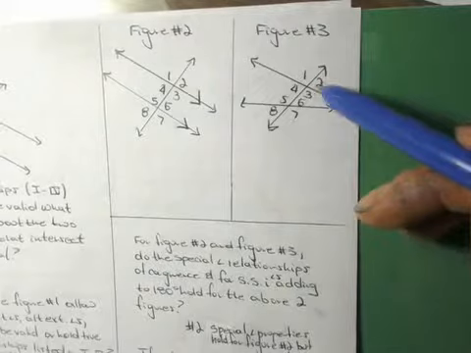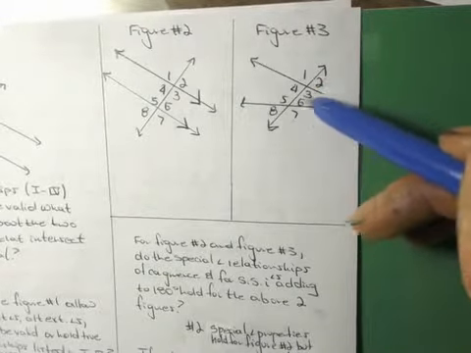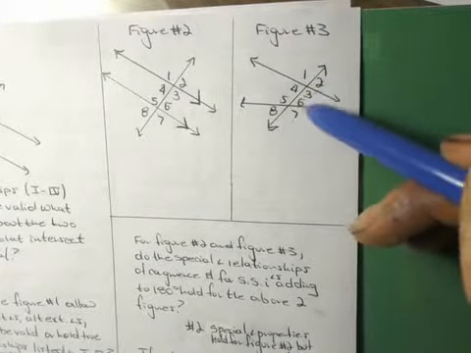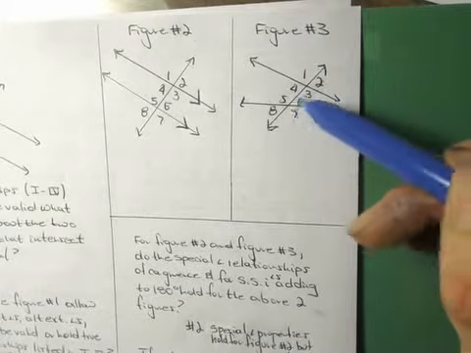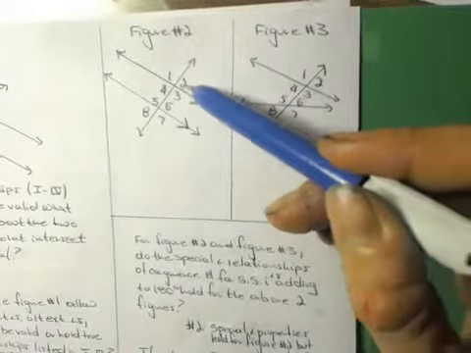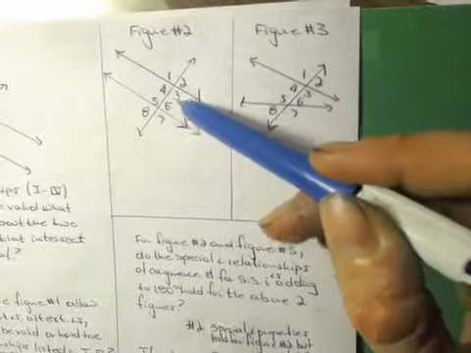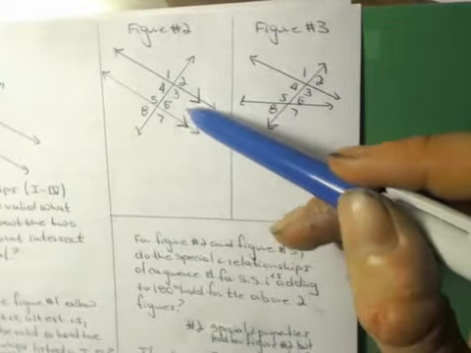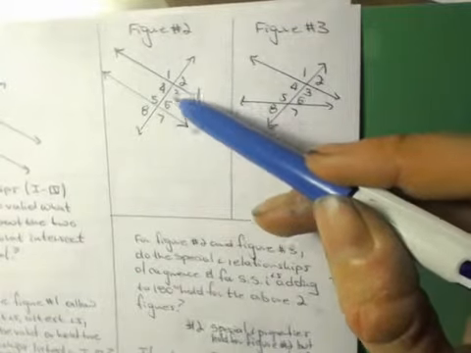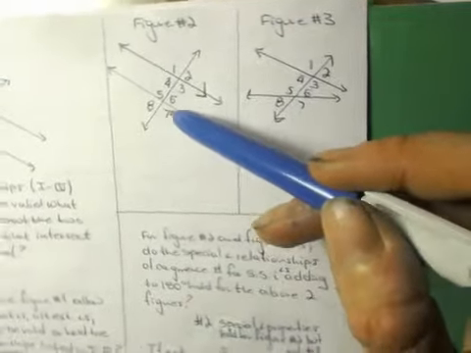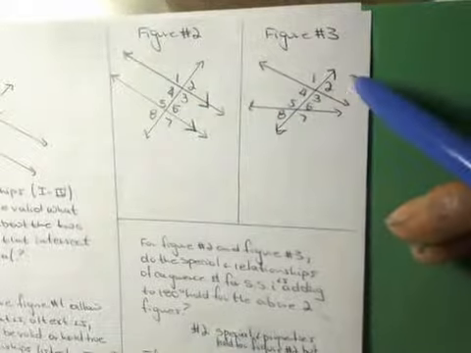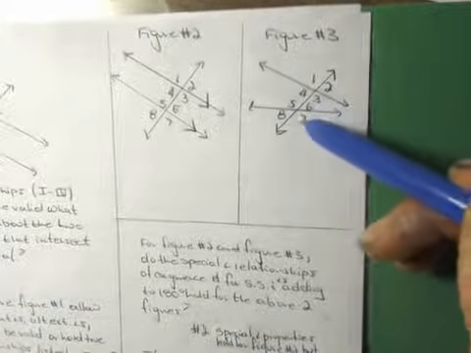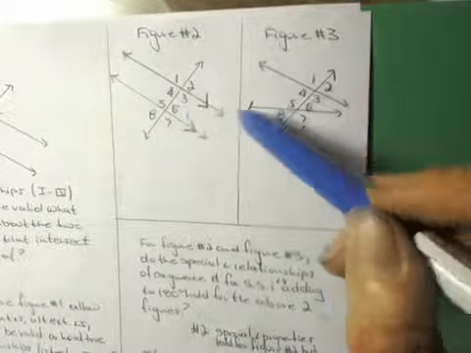So although 2 and 6 are corresponding, their degree measures are going to be different because we don't have parallel lines. But here, 2 and 6 will be equal for sure because we have parallel lines that are coplanar. So we know because we have parallel lines, 2 and 6, 3 and 7 are corresponding, and the angle degree measures are going to be equal. But in figure 3, 2 and 6, 3 and 7, they're not. We don't have parallel lines.